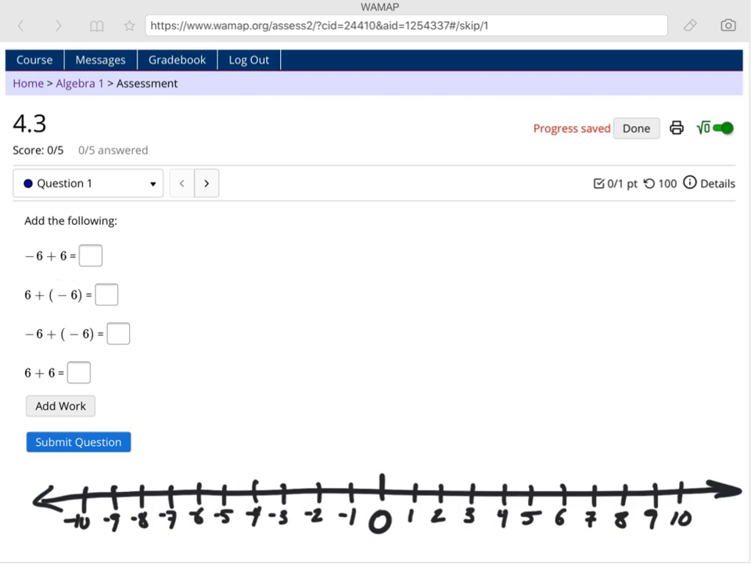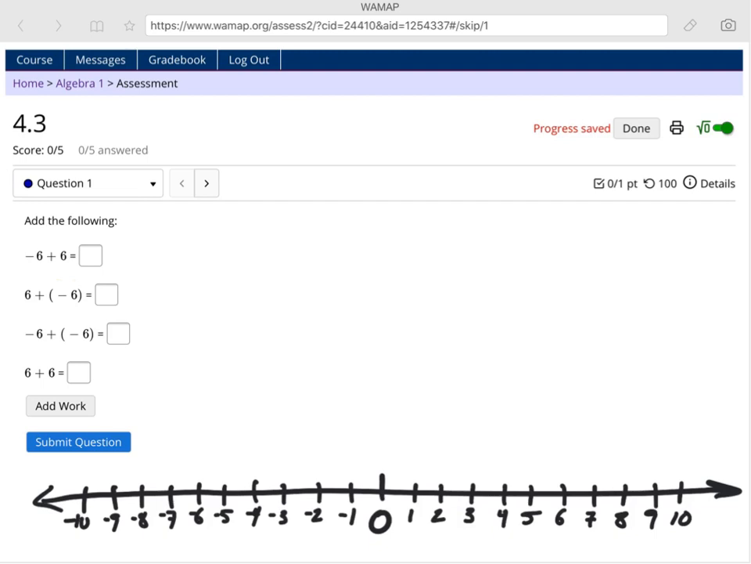For the next one, I have 6 plus negative 6. Which means my first number is 6, so I'm going to put a dot up here at 6, and then plus a negative 6. You notice that saying I need to go in the negative direction 6 units. So I'm going to start at 6, and I'm going to count over to the left, which is the negative direction, 6 units. And again, this one also happens to drop us off right at 0. And so that would be my answer there, is 0.